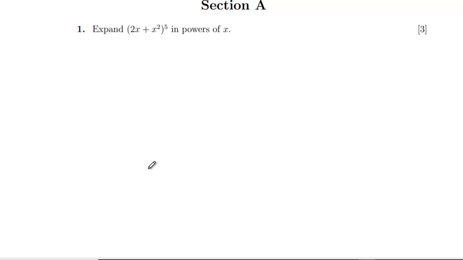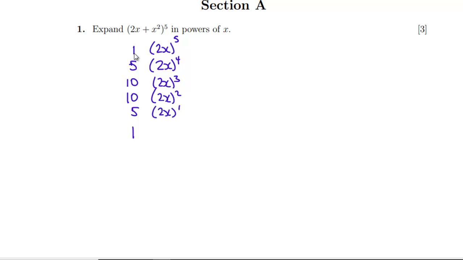So expand this in powers of x. Let's do it bit by bit. Let's get our Pascal's triangle down. I'm going to do it in rows, just because it's easier to do all these bits in rows. So that's our 5 row of Pascal's triangle. So we're going to have 2x to the 5, then 4, then 3, then 2, and then 1. I'll put the 1 in anyway.